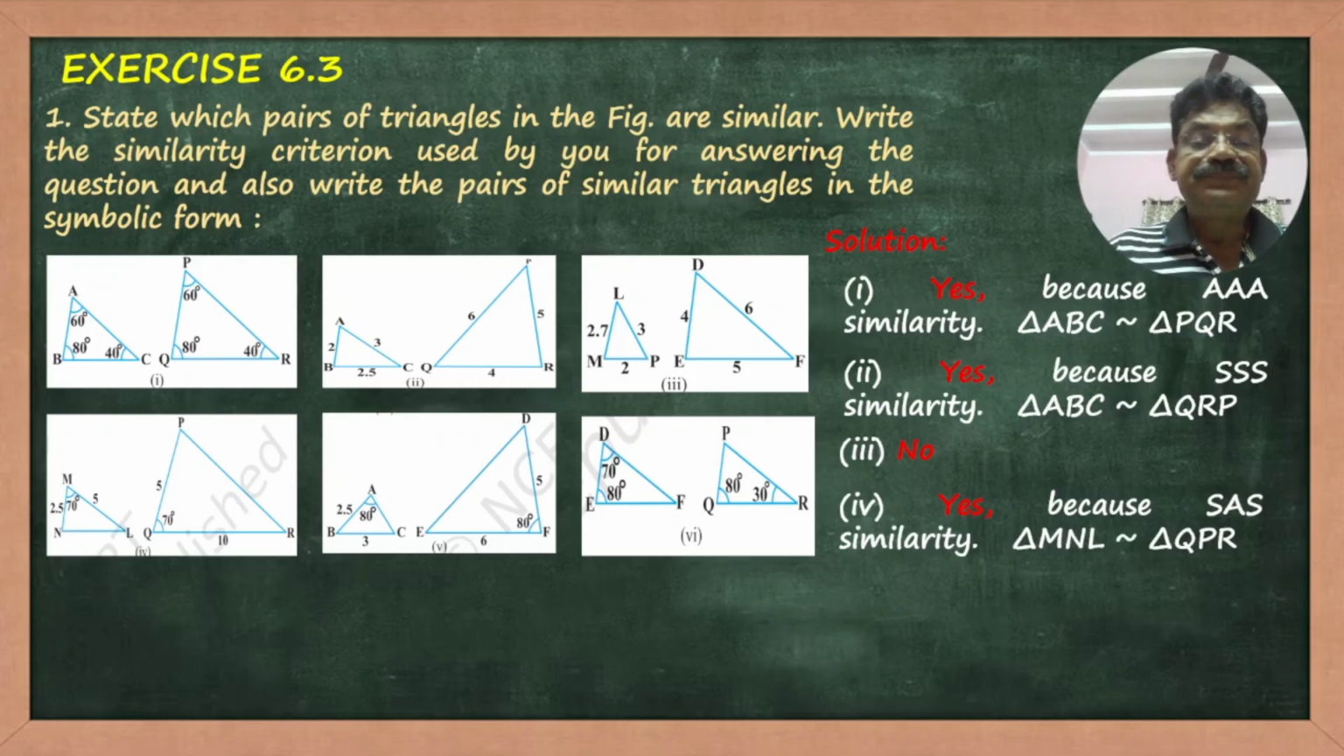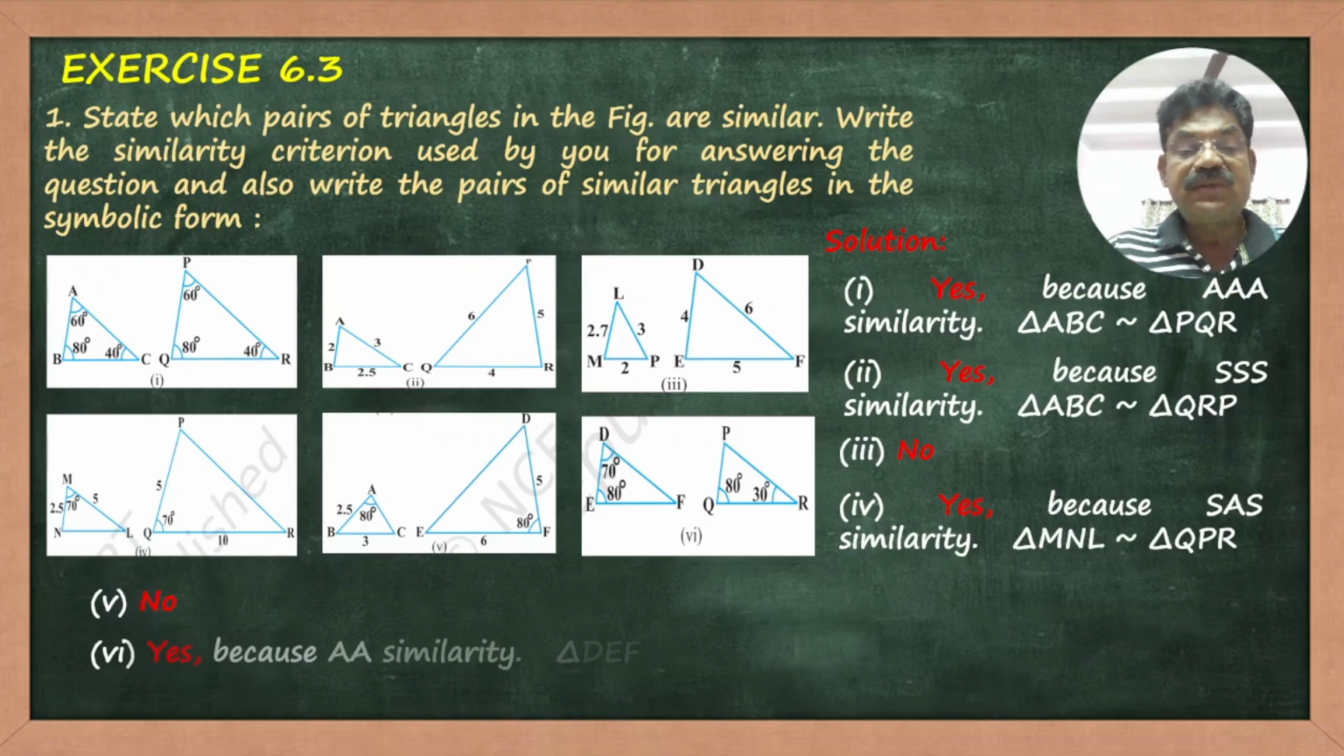Now look at the fifth figure. In triangle ABC, angle A is 80 degrees, AB is 2.5 and the length opposite to angle A is 3. But in the second triangle, an 80 degree angle is present, angle F is 80 degrees, but the opposite side is not given. Therefore, we can't say anything about these two triangles. Therefore, they cannot be similar. Now look at the sixth figure. In triangle DEF, angle D is 70 degrees, angle E is 80 degrees. Therefore, angle F will be 30 degrees. In triangle PQR, 80 degrees is present, 30 degrees is present. Therefore, these two triangles are similar because of the AA similarity criterion. So, triangle DEF is similar to triangle PQR.